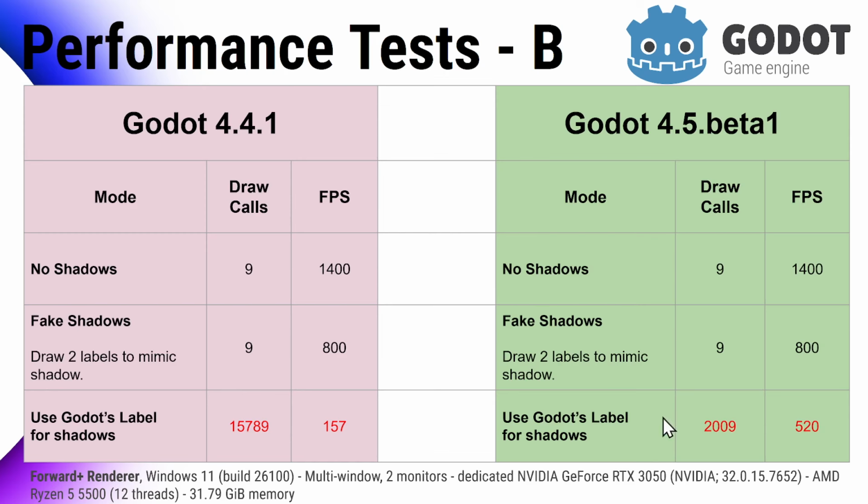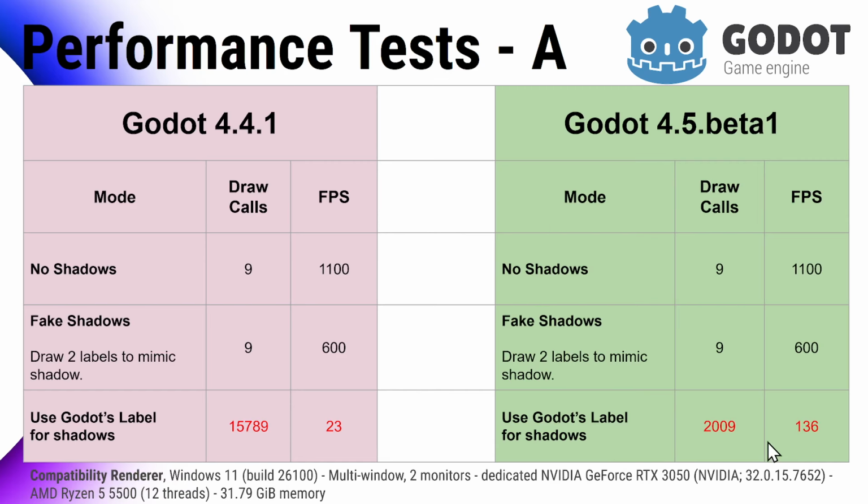So what I'm trying to get at is, I think this is fair enough performance for you to just use the straight up Godot label and shadows and all that kind of stuff. However, the big problem is, and I'm going to go back to test A, compatibility mode, this is horrible. I'm sorry. I mean, it's just, yeah, it's bad.